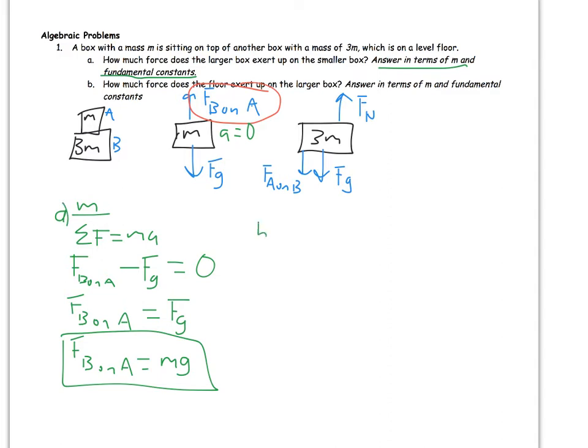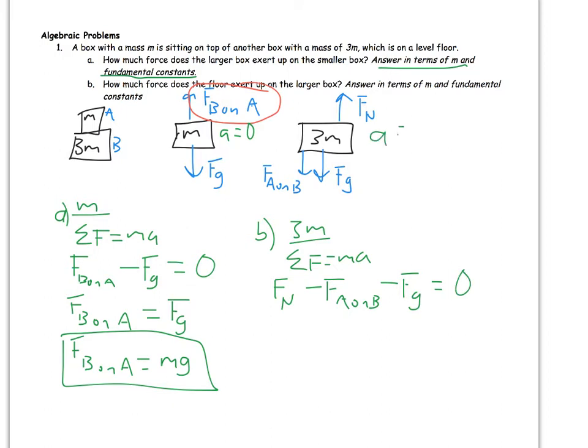For part B, I'm going to do my F equals ma on the 3m box. So same setup here. We have the normal force, which is the force from the floor, minus the force of A on B, minus the force of gravity acting on that 3m box. That's going to be equal to 0 as well, because that box is not accelerating either.